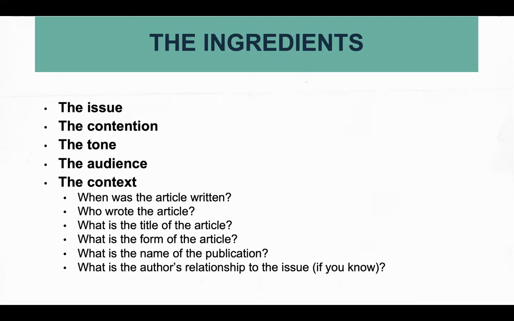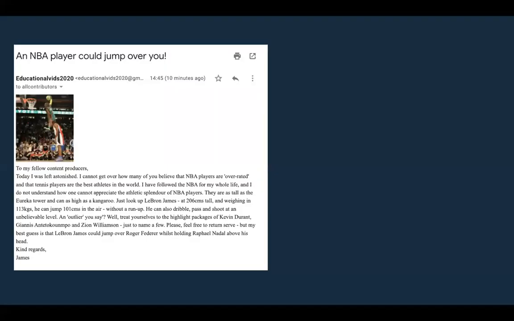So the best way to wrap our minds around these core ingredients is to see if we can find them in a persuasive text. Now, here's one that I have written. It's entitled "An NBA Player Could Jump Over You," and we've got a photo of Nate Robinson jumping over Dwight Howard. It starts, "To my fellow content producers, today I was left astonished. I cannot get over how many of you believe that NBA players are overrated and that tennis players are the best athletes in the world.